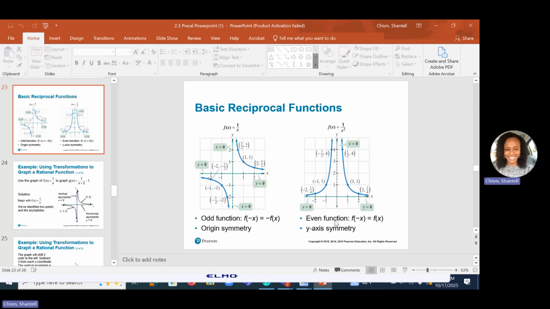And it has y-axis symmetry, because you could basically fold it along the y-axis, and the left side of the graph would mirror or lay on top of the right side. This one has origin symmetry. If you were to fold it horizontally and vertically, then this leg of the graph, this branch, would lay on this branch, origin symmetry.